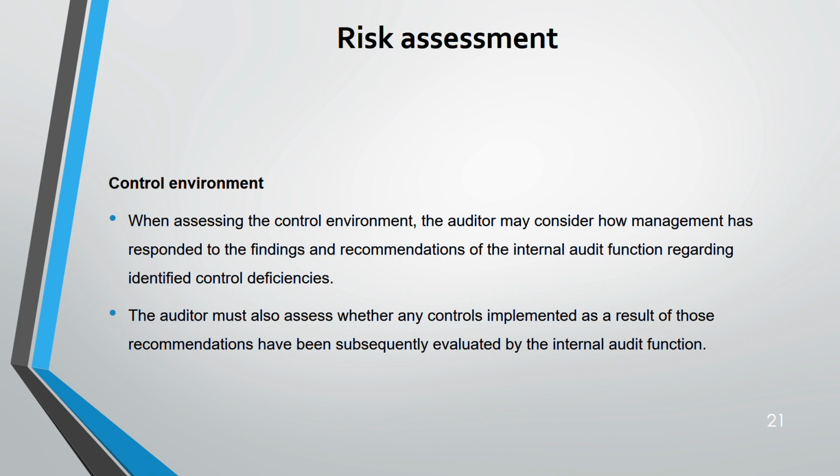Next, the auditor must also assess whether any control implemented as a result of those recommendations is subsequently evaluated by the internal audit function. It's not just enough, it's a two-way thing. Once, the internal auditor will inform you of the deficiencies. Second, the internal auditor will again check whether you have implemented those recommendations or not, whether you have worked upon those recommendations suggested by the internal auditor or not.